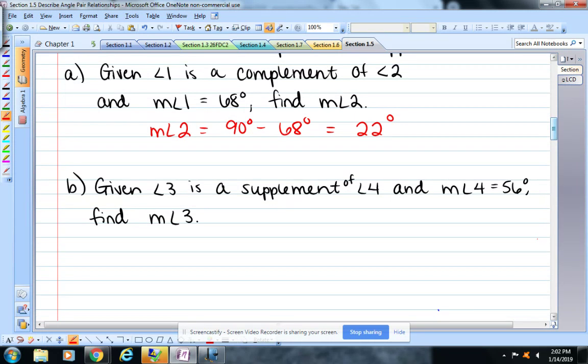All right, it says angle 3 is a supplement of angle 4, and the measure of angle 4 is 56 degrees. Find the measure of angle 3. So if they're supplements, it's 180. So the measure of angle 3 is going to be what? 180 degrees minus 56 degrees, which is 124 degrees. Takes longer to write it down than it does to actually do it, right? Is that okay with everybody? Complement, you subtract from 90. Supplement, you subtract from 180.